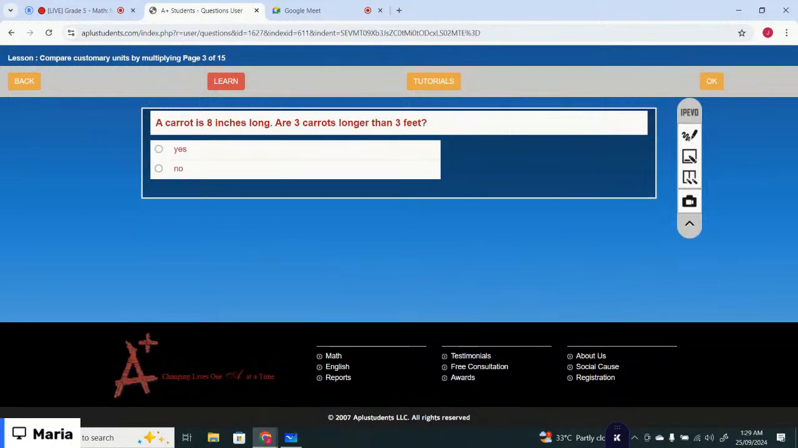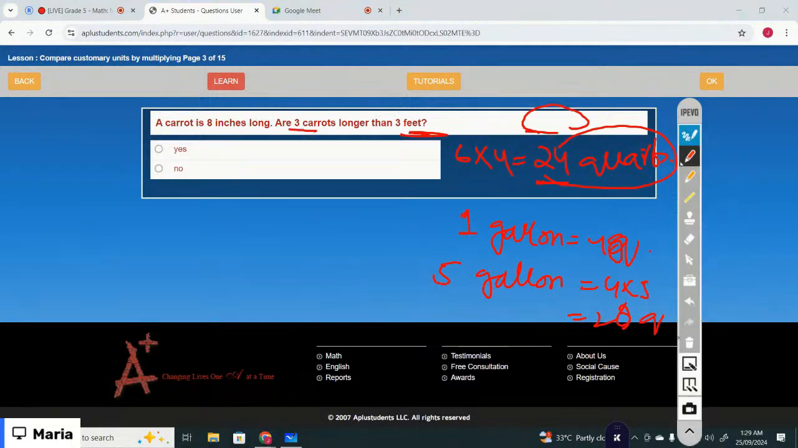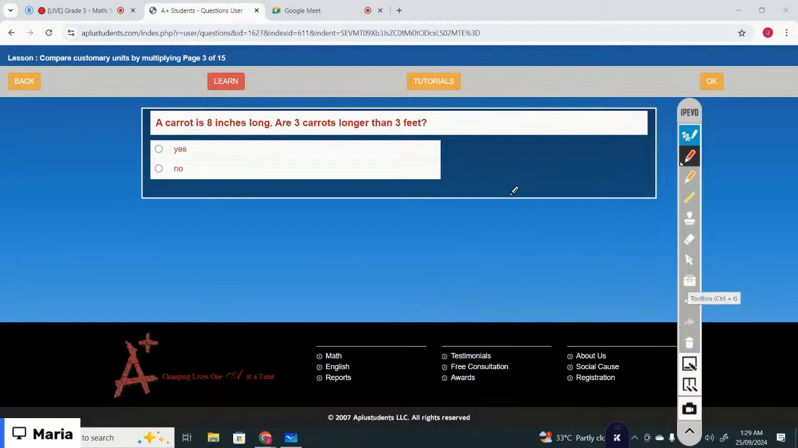Okay, the next one is a carrot is 8 inches long. Are 3 carrots longer than 3 feet? So you know the length of one carrot is 8 inches. So 3 carrots is 3 times 8, 24 inches long. You have to see if 24 inches is more than 3 feet, so basically you are going to convert from feet to inches.